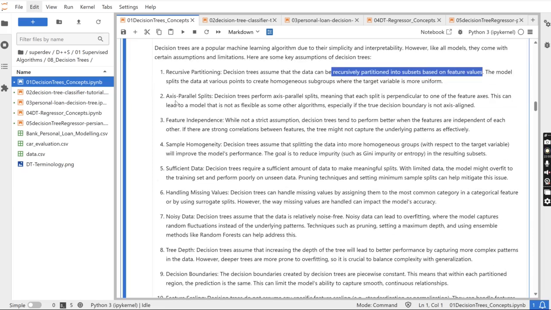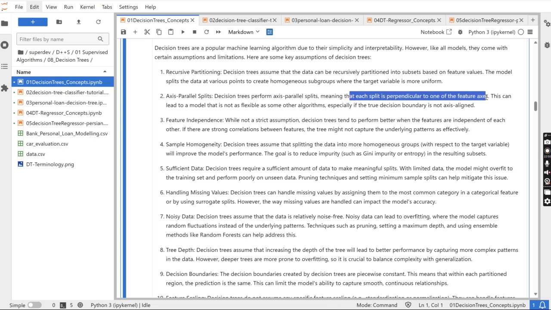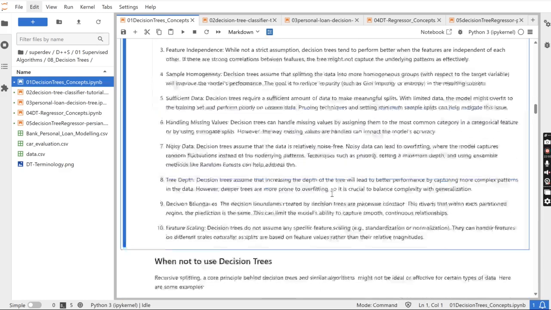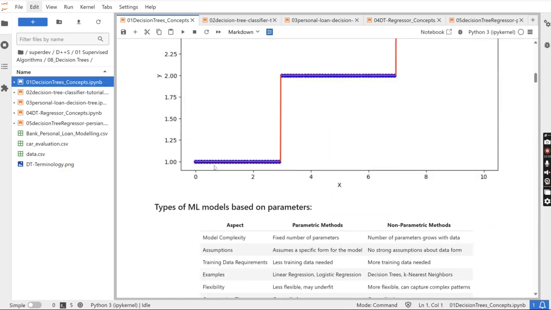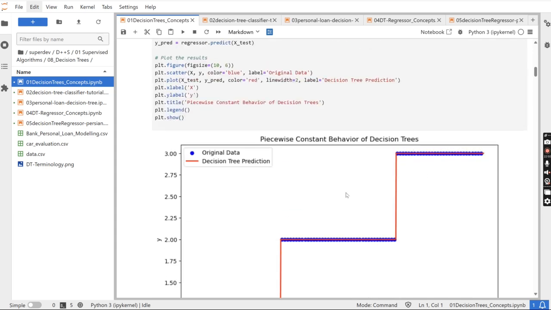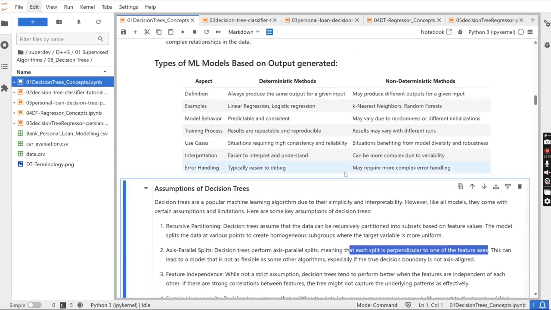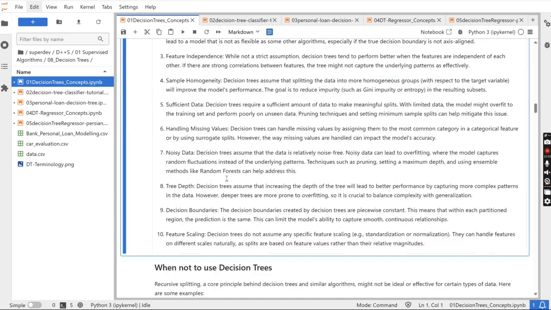Second is axis parallel splits. Axis parallel splits means each split is done perpendicular to the feature axis. So if you plot features on the x-axis and y-axis, the splits are done like this. That's why it's called piecewise splitting. So perpendicular splitting is done, and that is another assumption.